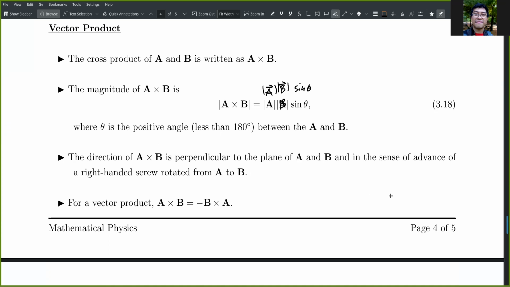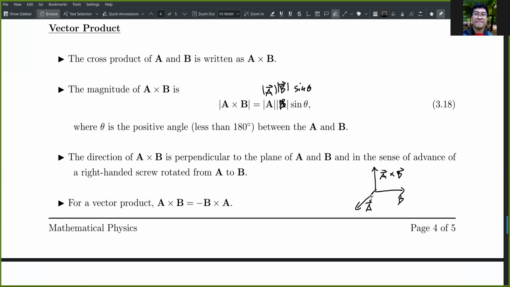Suppose this is the direction of your a, and suppose this is the direction of your b. Now if this is a plane, think of a line perpendicular to both of them. That's the direction of a cross b. To determine the direction, we just use the right hand rule. If you have a screw, you just go around to where it advances.